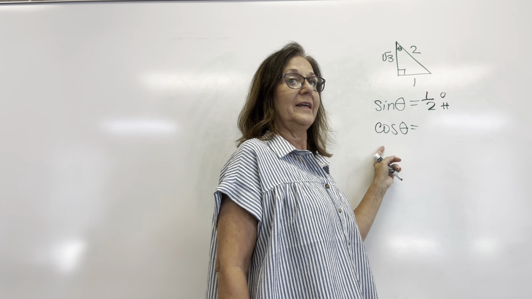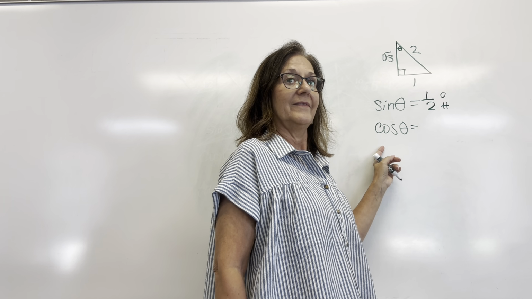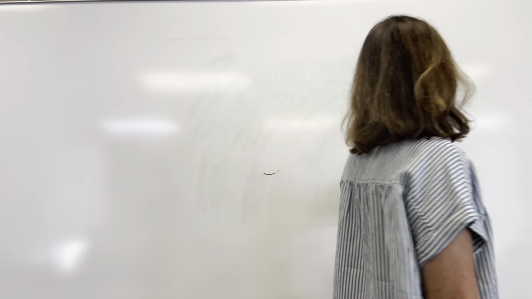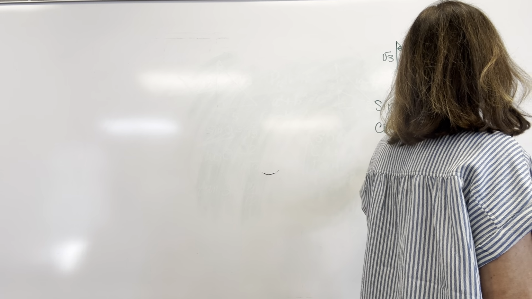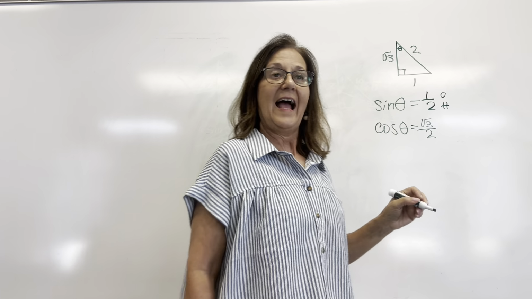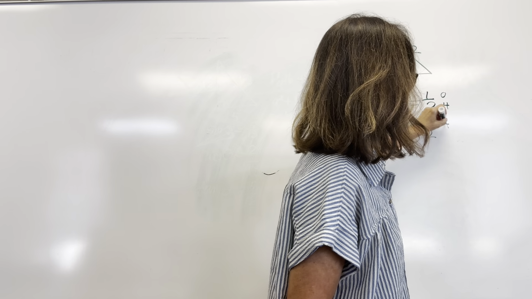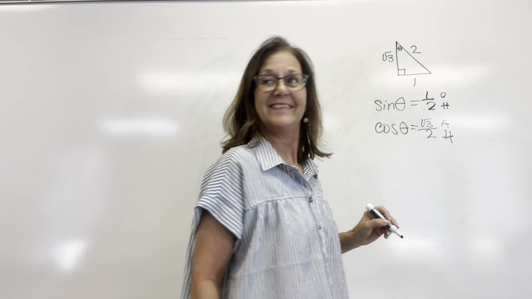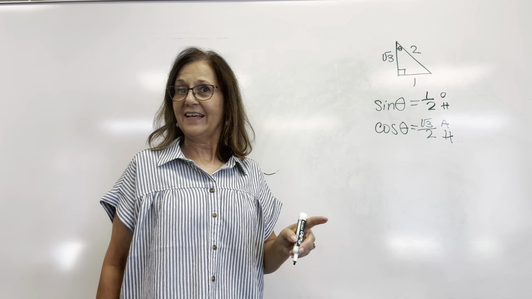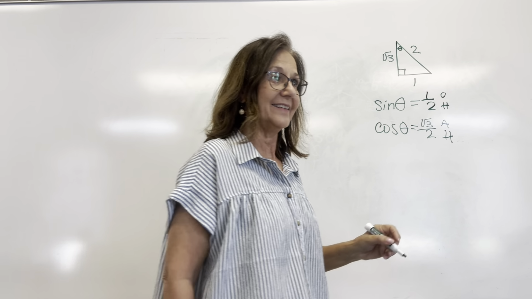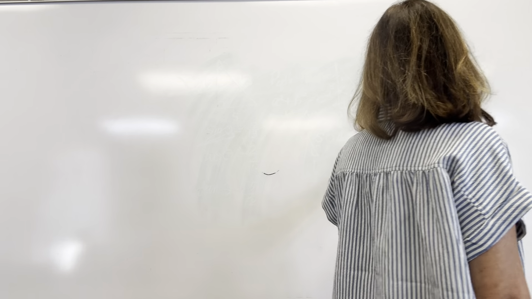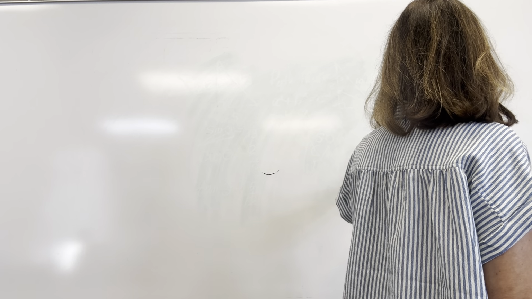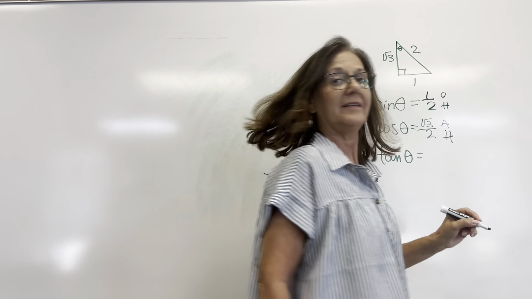Can you help him, Lily? Can we do the square root of 3 over 2? Yes, and can you explain that? Why? Because it's the base over the hypotenuse. Yes. Are y'all getting this? All right. Then the tan of theta.